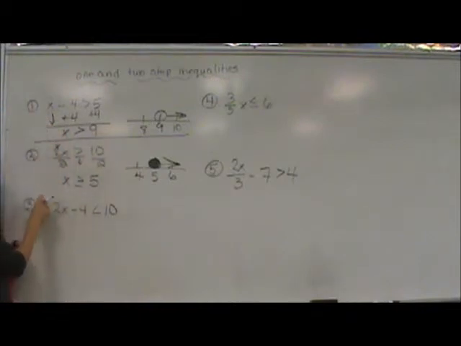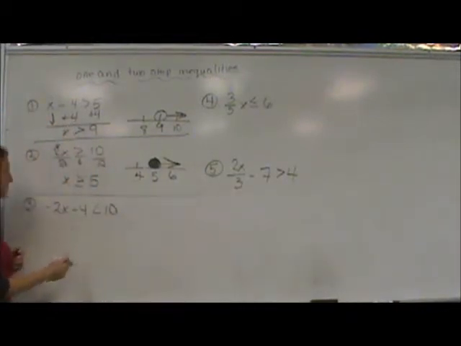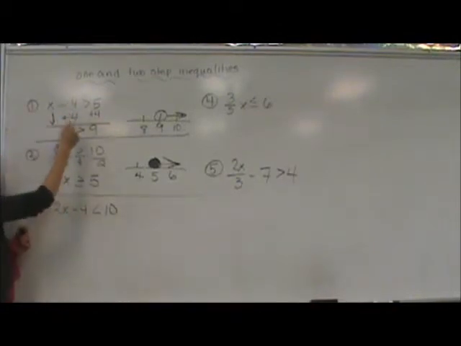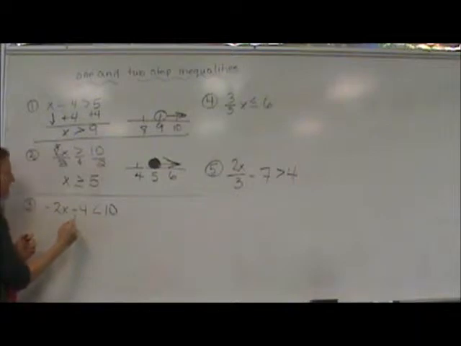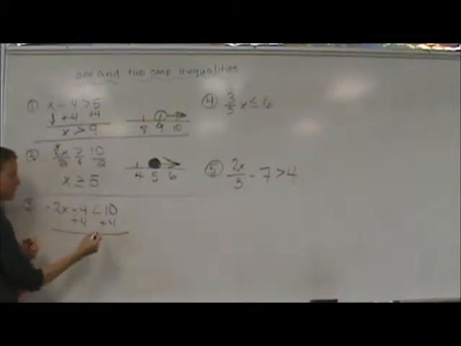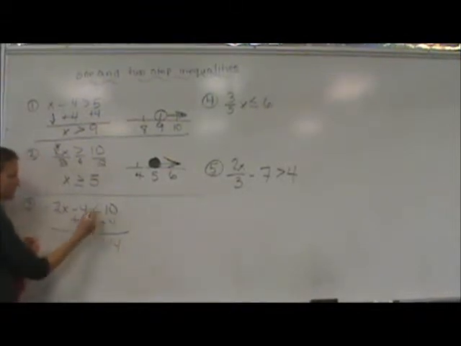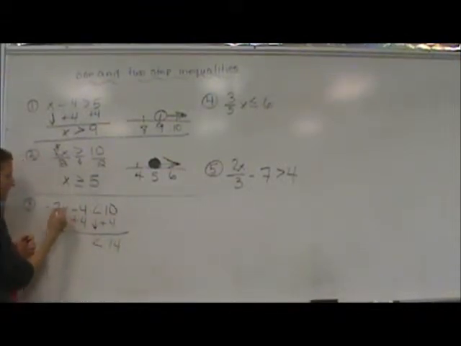Now, 3 is a combination of 1 and 2. So in number 1, I added 4. I'm going to do the same here. I'm going to add 4 to both sides. When I do that, I'm going to get 14. I'm going to bring down my inequality sign of less than, and I'll bring down my negative 2x.